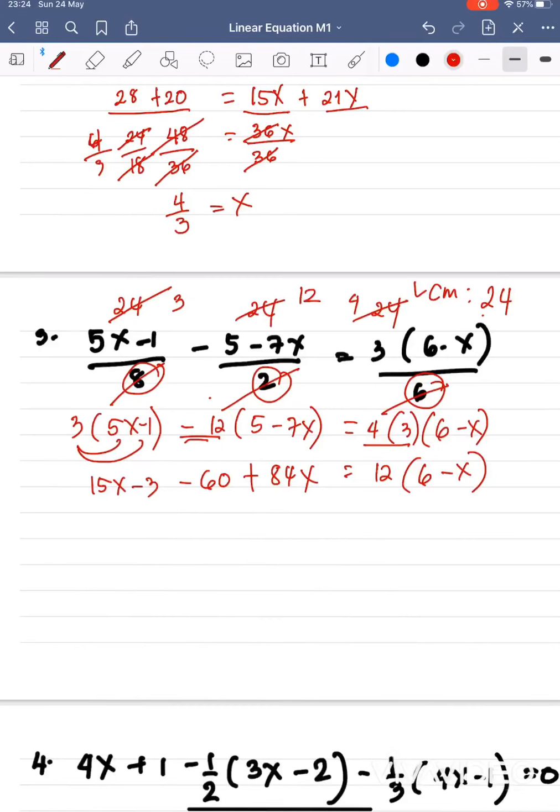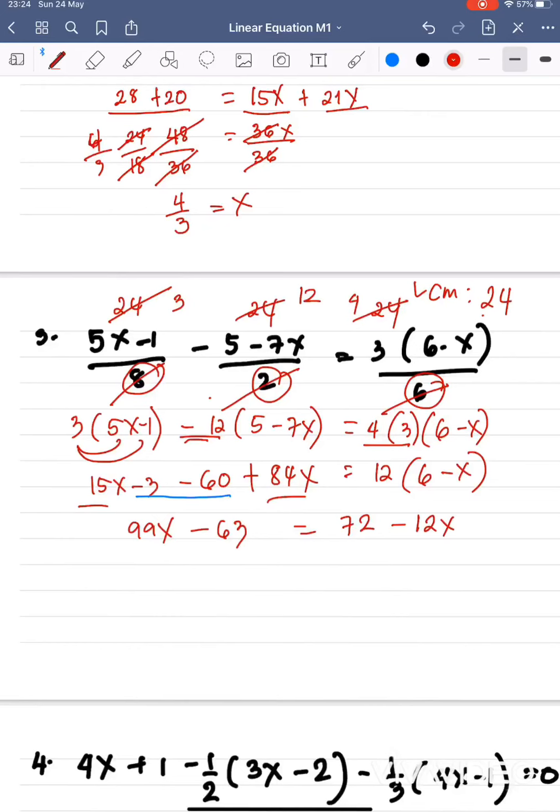So in the left-hand side of the equation, we can combine terms which are actually similar. So we can combine 15x and 84x, and we can combine this together. So that is actually equal to 99x. Negative 3 minus 60 will give us negative 63. While to the right side of the equation, 12 times 6 is equal to 72. Minus 12 times negative x is minus 12x.